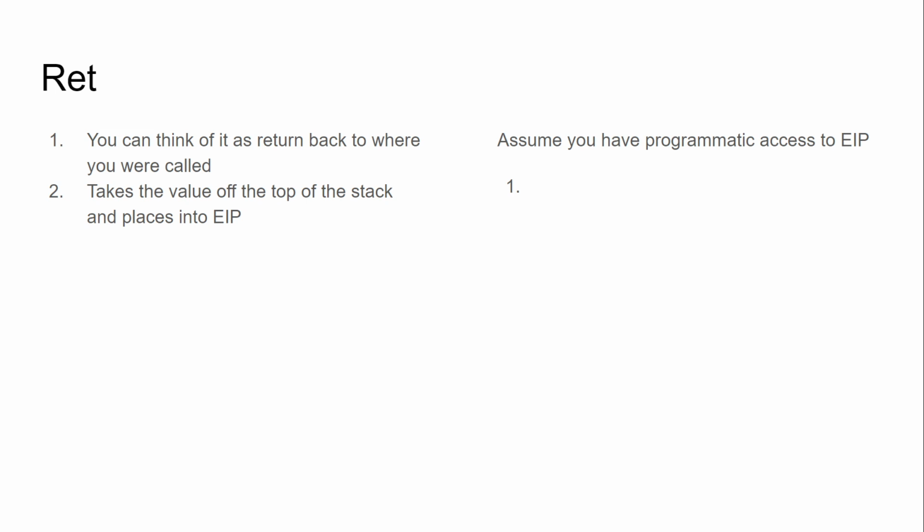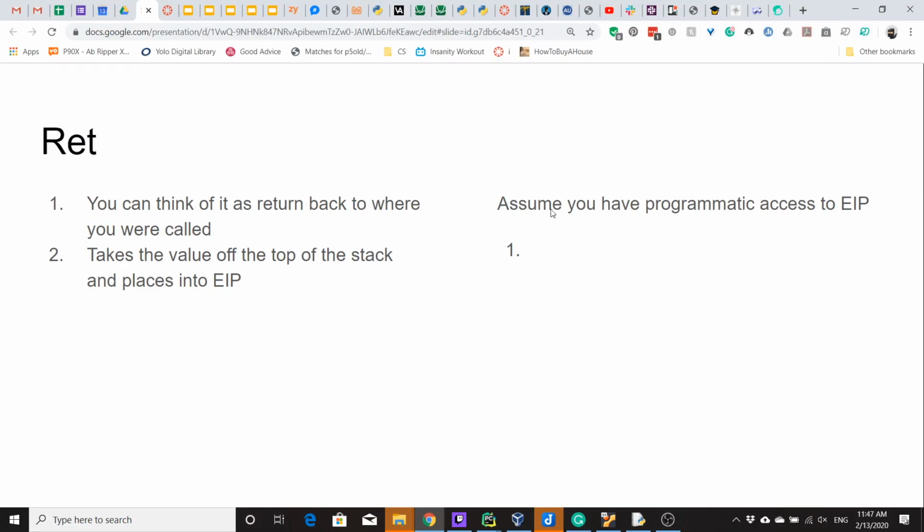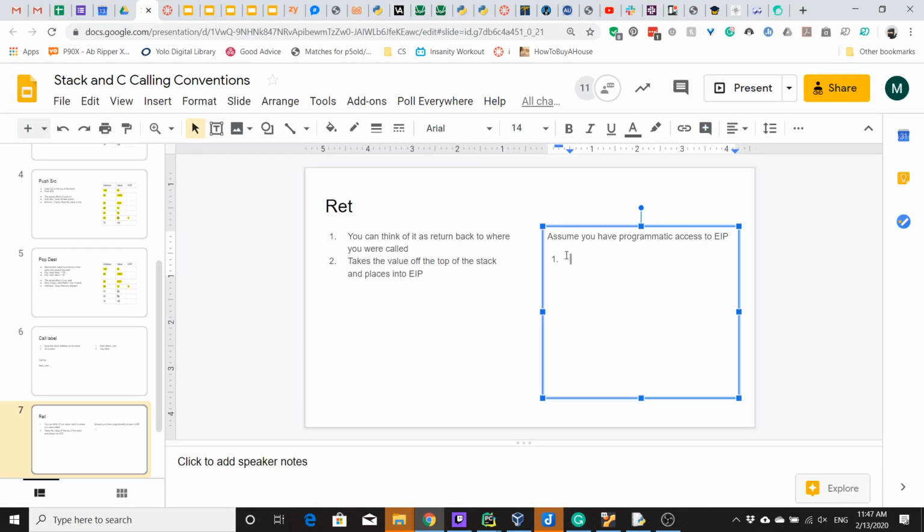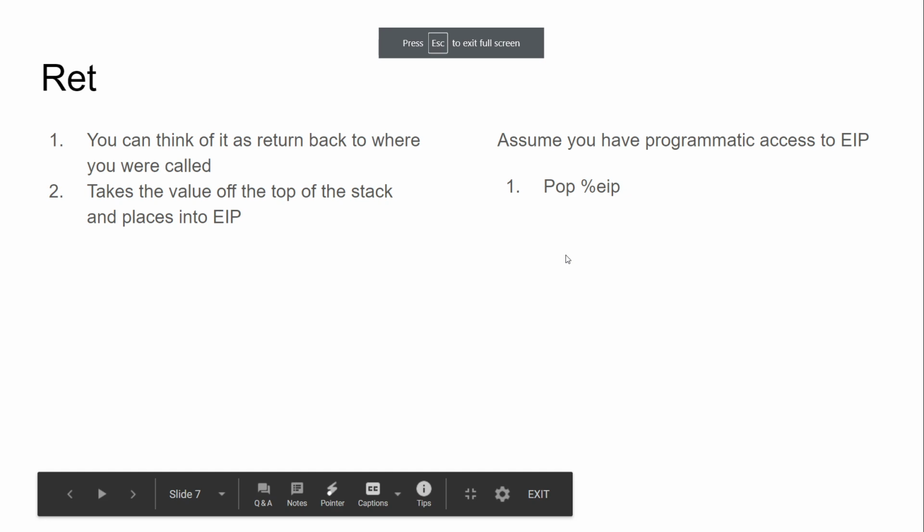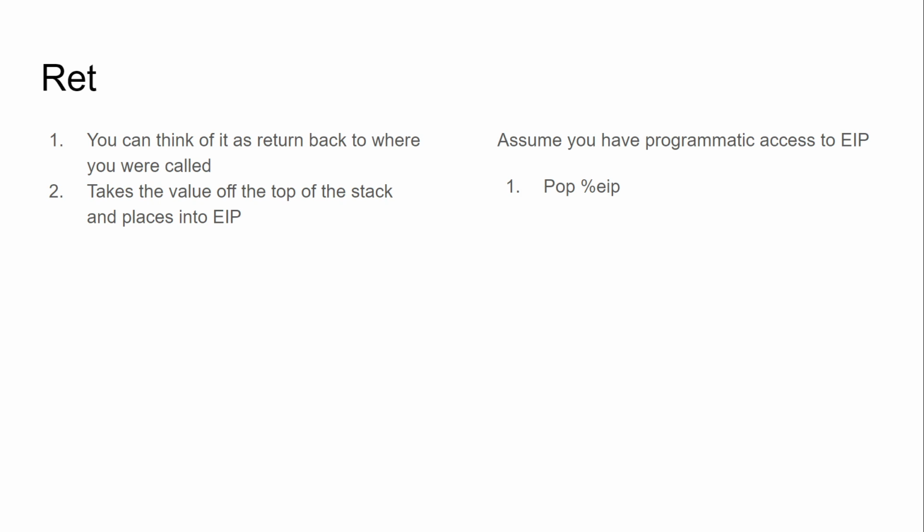Pop, right? Remember, pop takes the value off the top of the stack and puts it into the destination. So what could we put here to do the equivalent? I'm going to take the value off the top of the stack and put it somewhere. So that's pop. And we want to pop it into EIP. That's all ret does.